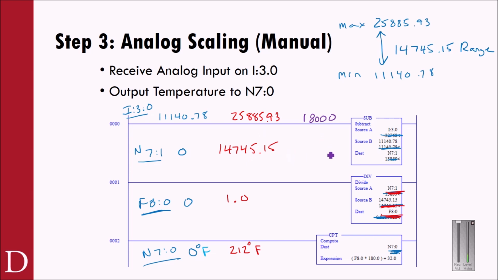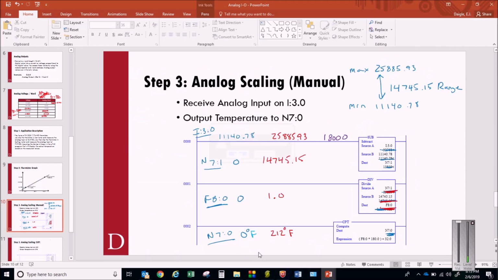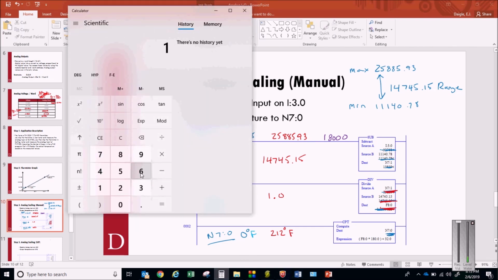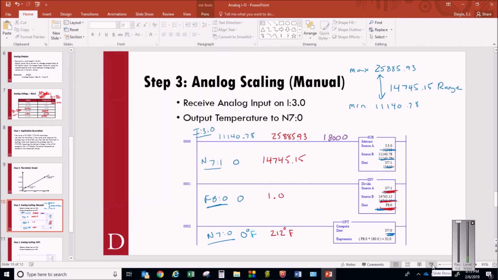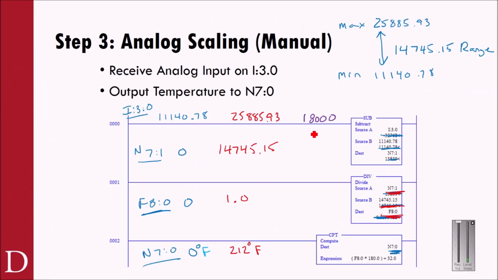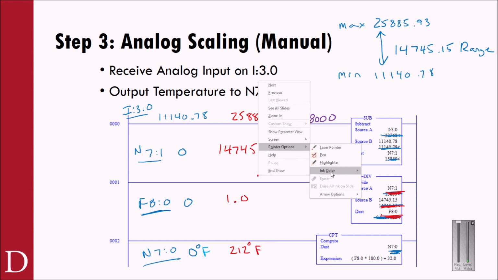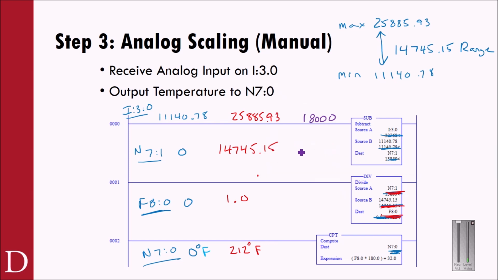I'm not sure. So now I've got to do 18,000 minus 11,140.78. I'll keep my annotations here. I'm going to have to go to my calculator. So 18,000 minus 11,140.78 is 6859.22. Let me write that over here. 6859.22. Got the wrong color again. That's what's getting stored in N7:1.